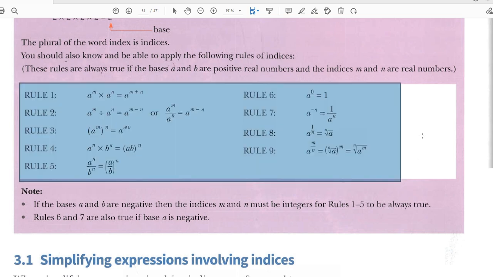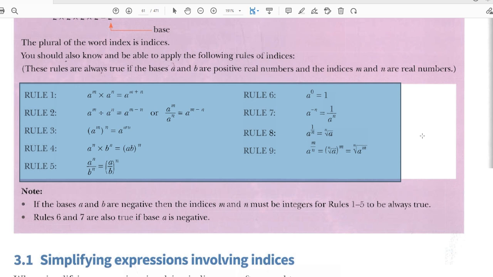Rule number 1 is a to the power m multiplied by a to the power n is equal to a to the power m plus n. This rule is not new for you. You already did it in grade 9 from O level mathematics. This rule says if the bases are the same and are multiplied, then the powers should be added.